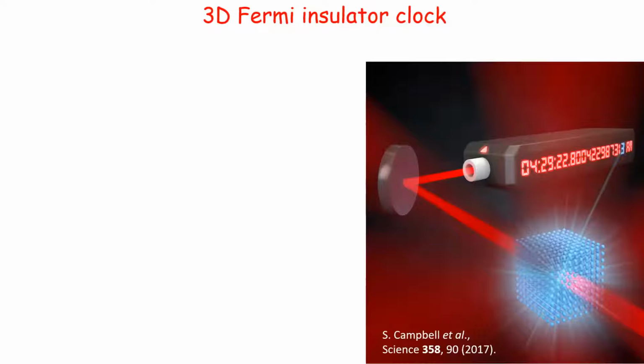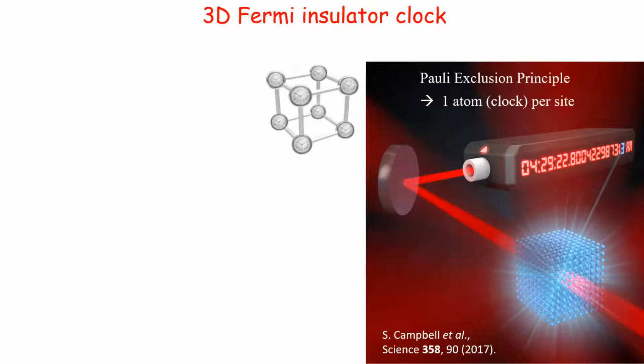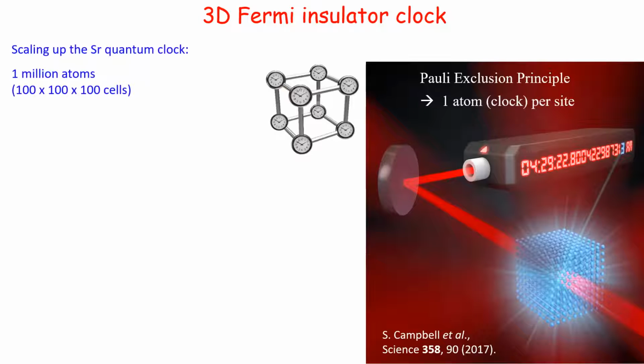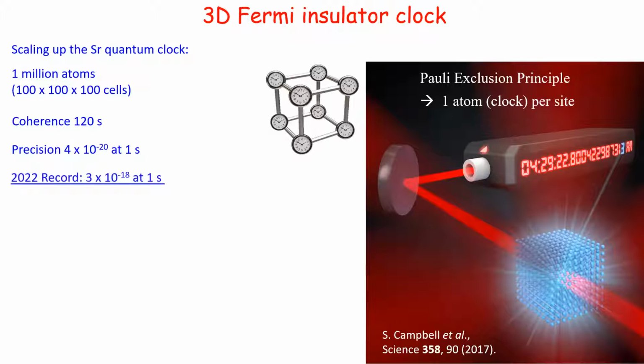Why don't I have 3 beams of interfering lasers? And now, by the Pauli exclusion principle, if I cool the atoms down to really low temperatures, then each cell, a little cell made by light, will only hold 1 atom. So I can scale up this quantum system if I bring 1 million atoms in there with a coherence time of 2 minutes. Well, it turns out you can achieve remarkable clock precision, 4 × 10⁻²⁰ at 1 second.